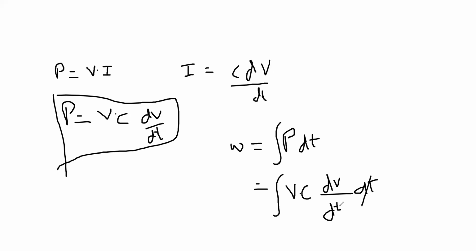This and this term will be cancelled. When you integrate, C is constant and V is variable. The integral of V dV will be half V square, so the whole thing will come to 1 by 2 CV square. You have studied these things in 10+2. So the energy stored in the capacitor is nothing but half CV square. This is the basic formula.